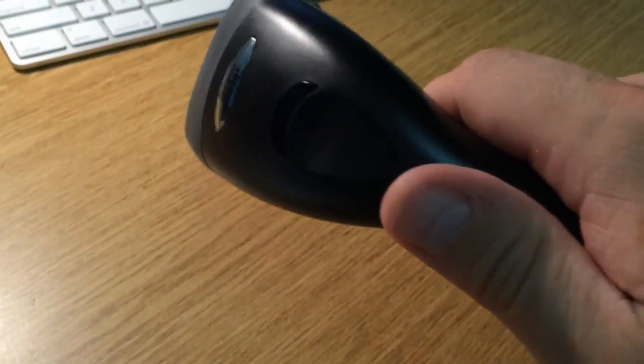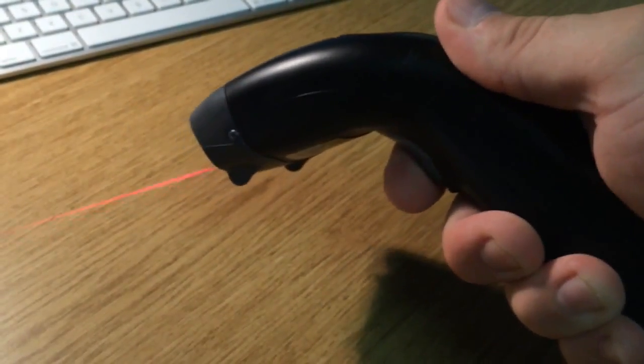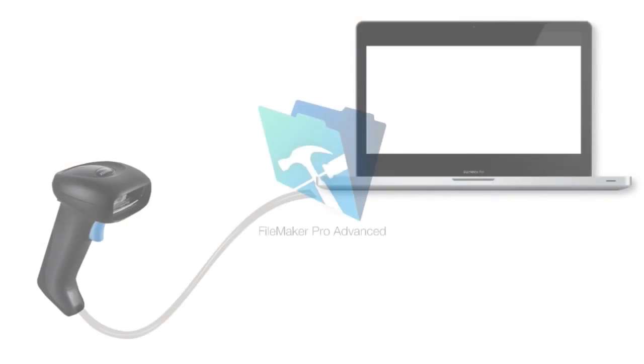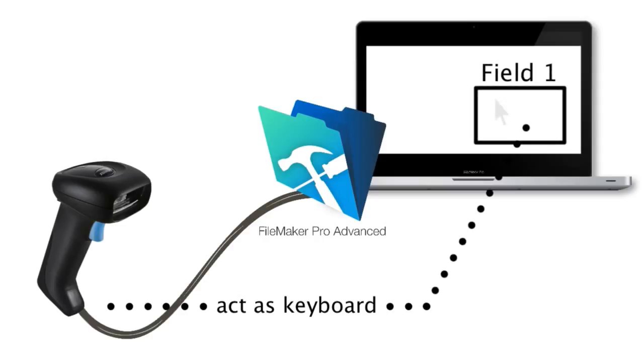All you have to do is plug this device into a USB port, and then when you activate the laser reader, that laser reader is going to act like a keyboard and simply type in the information it sees straight into the computer. All you have to do is make sure that your cursor is in a field in FileMaker ready to receive that information. It's really simple and really slick.